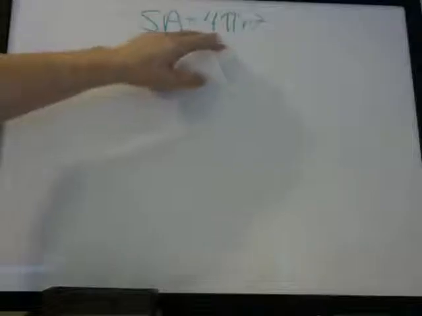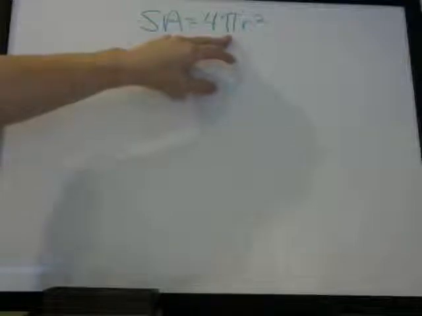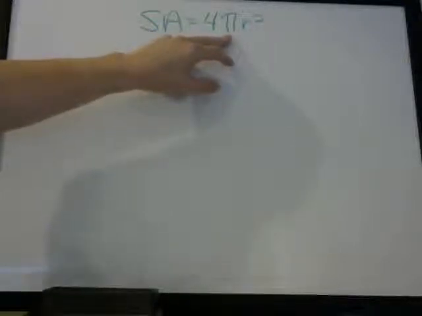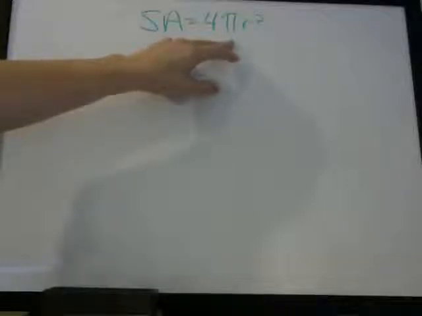Now remember, when things are written right beside each other, it just means multiplication. So that means 4 times pi times r squared. So 4 we know is a number. Remember what pi is. That's just a number as well. 3.14 is what you can use on the test, and that's also on your formula sheet. But remember, it's just a number. It's 3.14 for the test purposes.